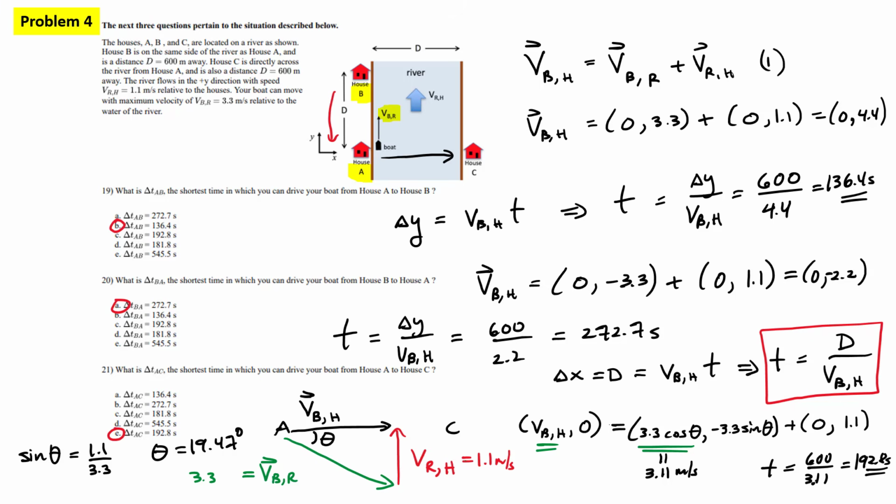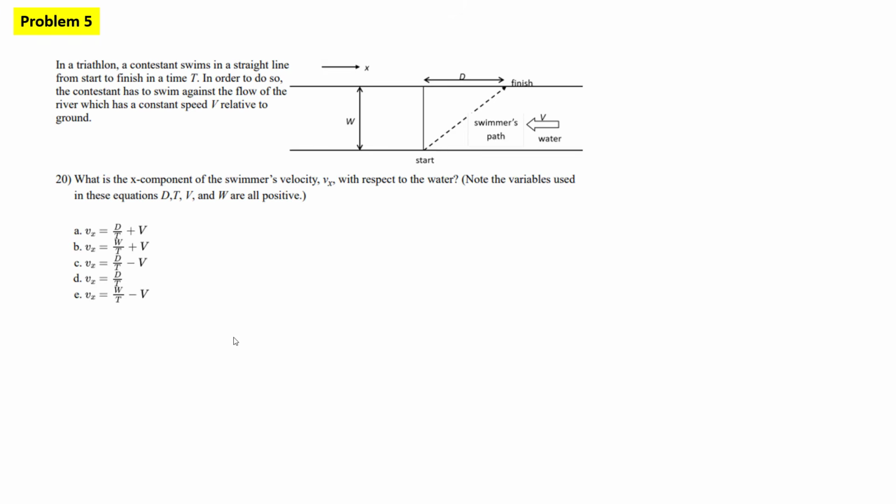All right, let's go to the last problem. All right, in a triathlon, a contestant swims in a straight line from start to finish in a time t. In order to do so, the contestant has to swim against the flow of the river, which has a constant speed v relative to the ground. They're asking you, what is the x component of the swimmer's velocity with respect to the water? Note the variables used in this equation are all positive. Okay, and we have 5 choices right here.